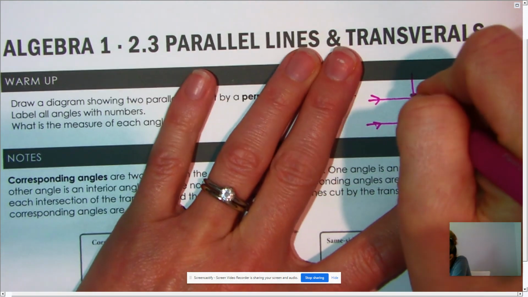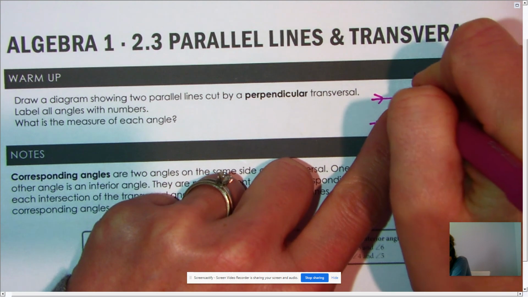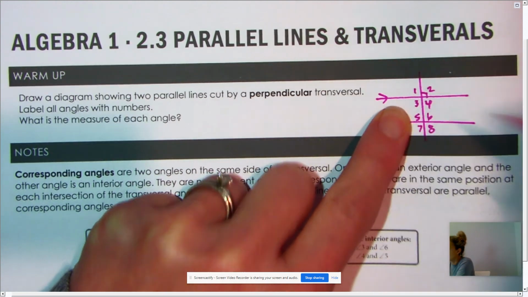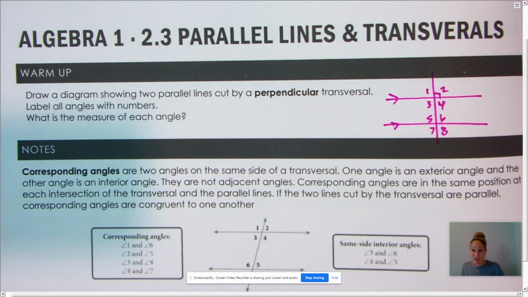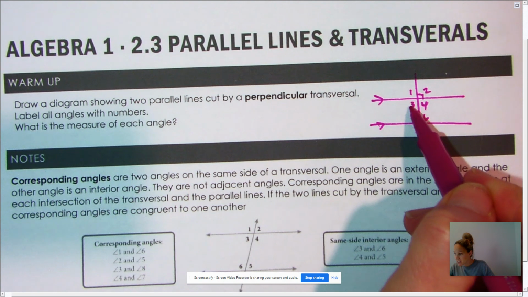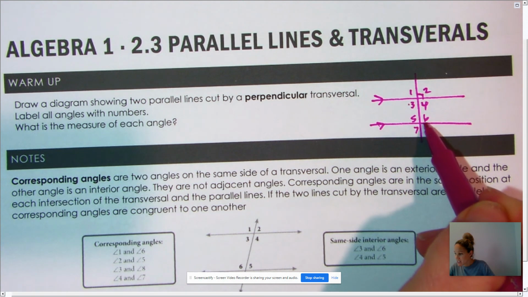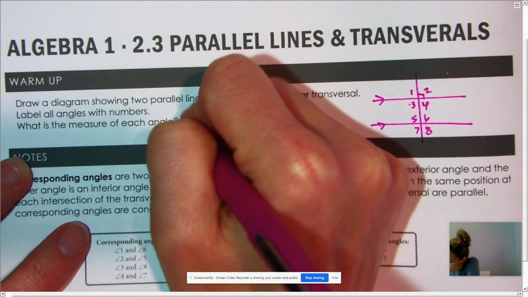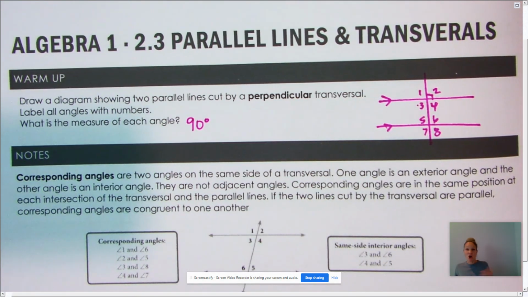So if I put a number in each of these, 1, 2, 3, 4, 5, 6, 7, and 8, and then find the measure of each one. Well, if they're perpendicular, 90 degrees, then this one's 90 degrees. Alternate interior, 90 degrees. They're all 90 degrees, right? So the measure of each angle would be 90 degrees. They would all be the same.